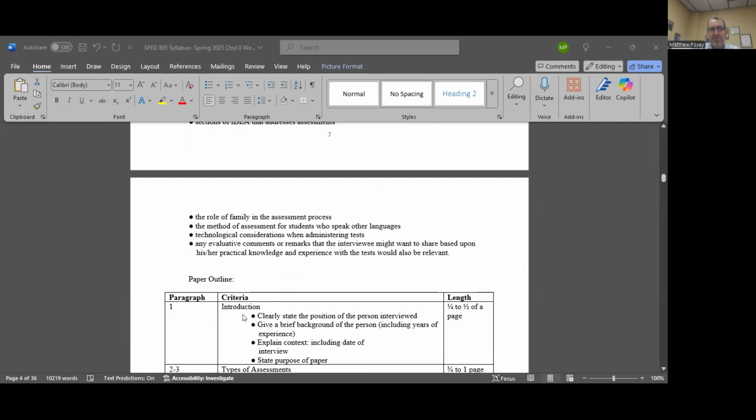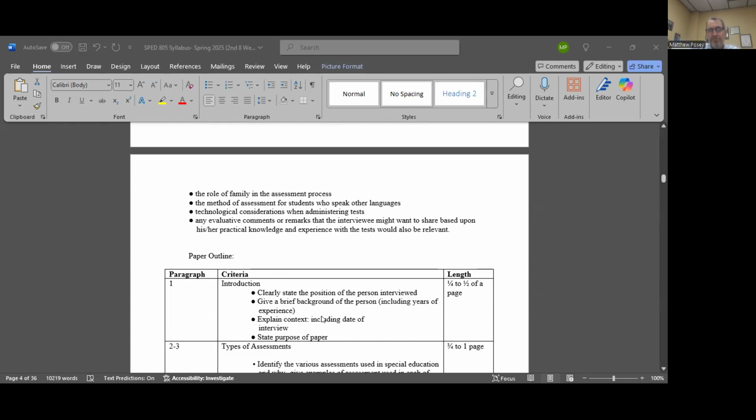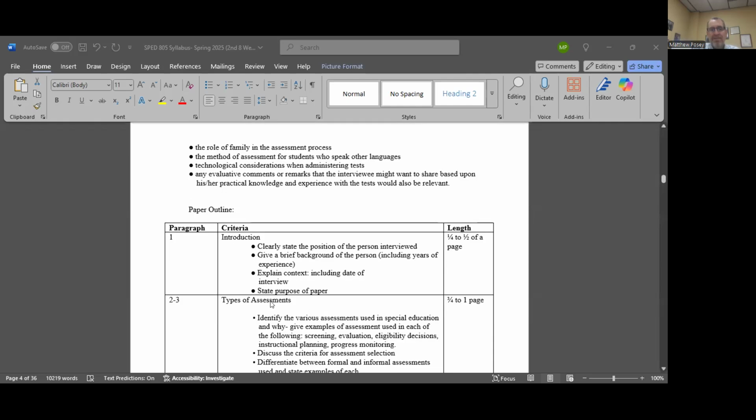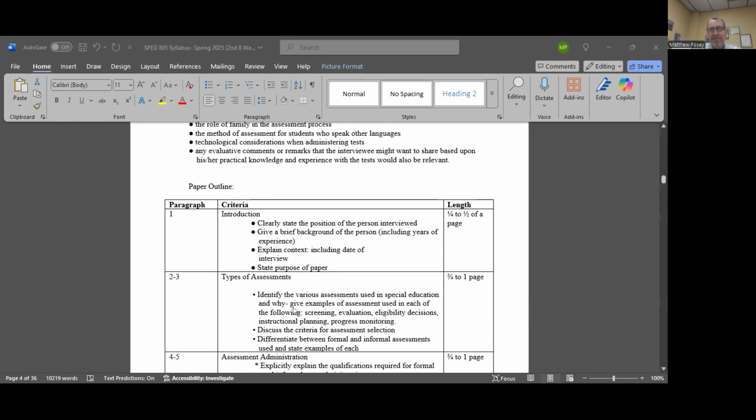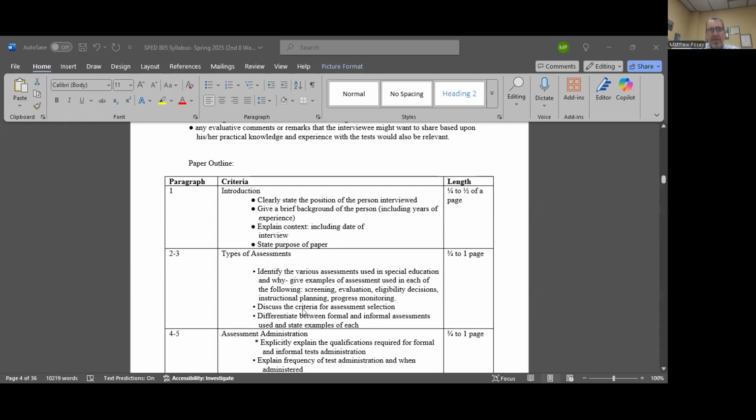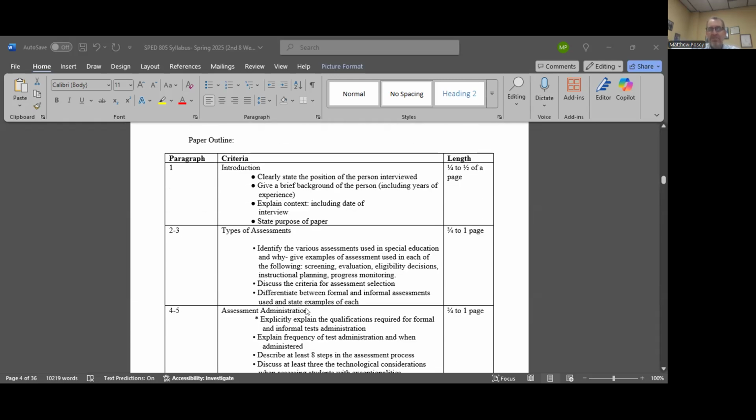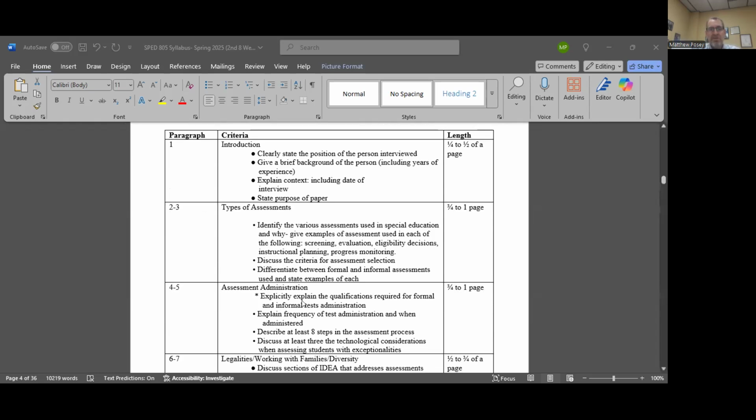You will have an introduction section, and these are the items that we're looking for in the introduction, talking a little bit about the person each of you interviewed, a little bit about their background, the experience, the date you interviewed them. The next section you're going to cover in that report, after you condense all your information together, is types of assessment. Asking about what types of assessment they are responsible for being involved with in your district, and the criteria for selecting those. Oftentimes, districts have their preference for specific assessments that are used.